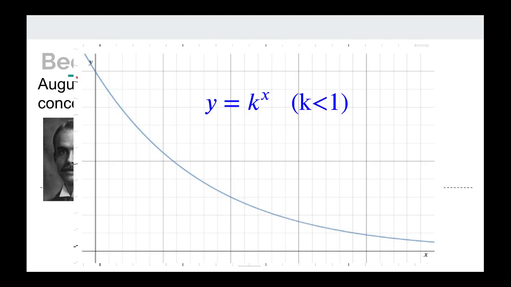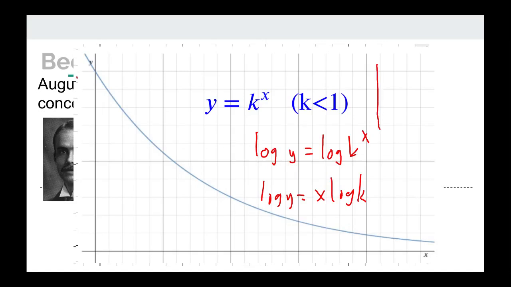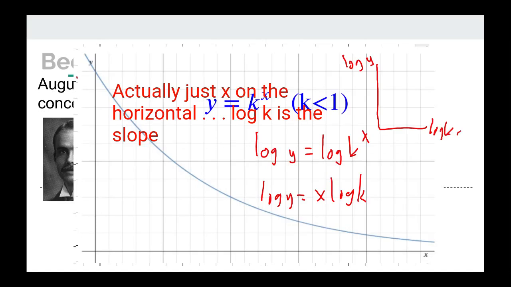Now, if we take the log of both sides, we will get something that simplifies down to x log of k. Now, the log of k is going to be a constant number, and so that means you have a linear equation. So that equation would look like this. If you had the log of y on this axis, and you had the log of k times x on this axis, you would get a straight line relationship.